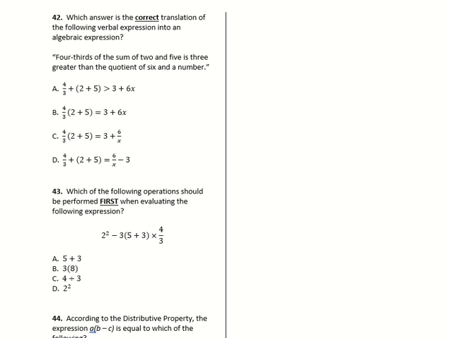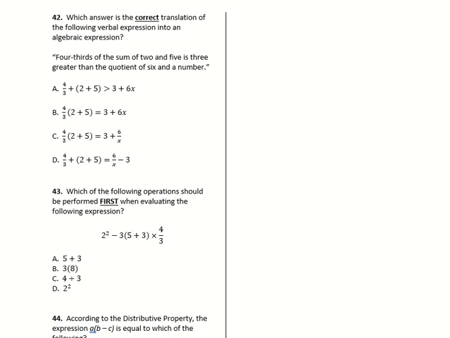42. Which answer is the correct translation of the following verbal expression into an algebraic expression? 4/3 of the sum of 2 and 5 is 3 greater than the quotient of 6 and a number. A, 4/3 + (2 + 5) > 3 + 6x.